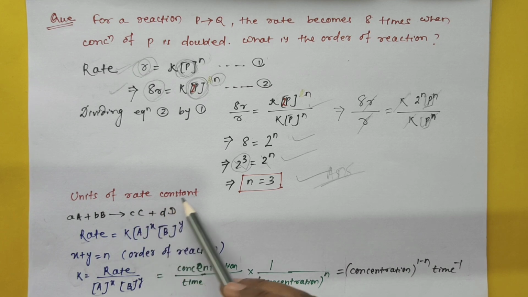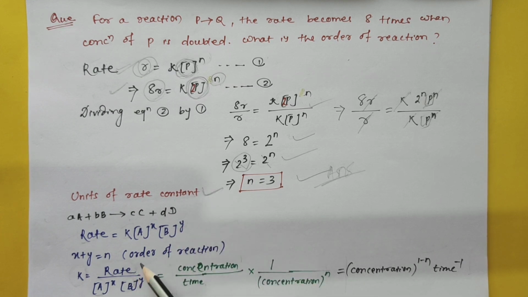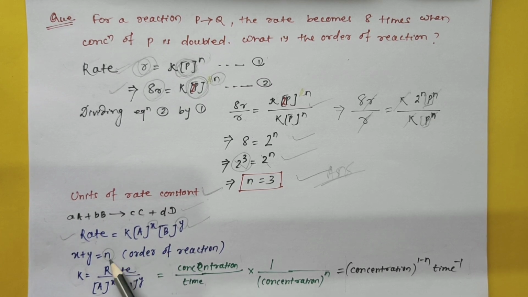So next we will discuss about units of rate constant. How will we determine the unit of rate constant? You see here the chemical equation is given here. A moles of A reacts with B moles of B to form C moles of C and D moles of D. Here the rate expression is given. Rate is equal to K into concentration of A to the power X into concentration of B to the power Y.